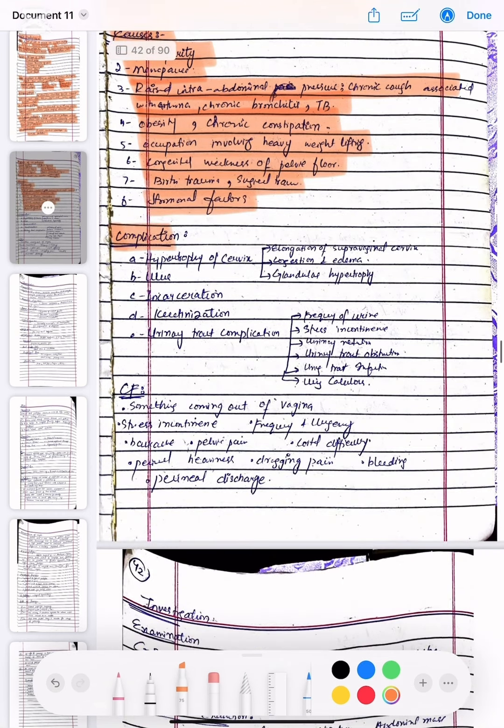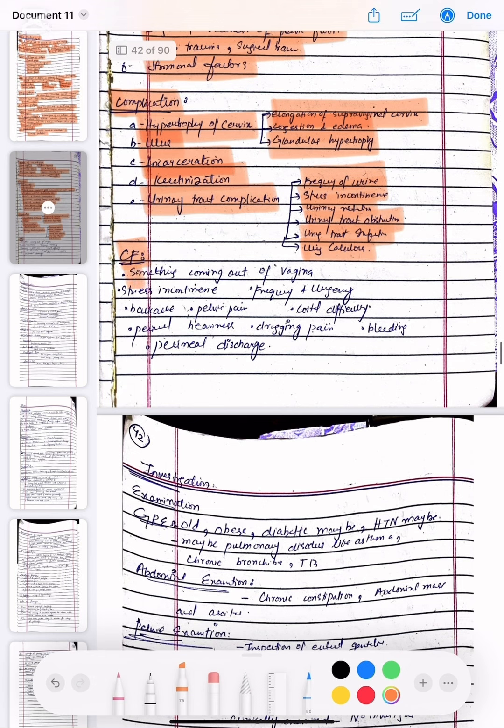The complications are hypertrophy of the cervix, that is the elongation of the supravaginal cervix, the congestion and edema, and the glandular hypertrophy. Ulcers are a complication, incarceration, keratinization, and urinary tract complications, which are the frequency of urine, the stress incontinence, the urinary retention, the urinary tract obstruction, the urinary tract infection, and the urinary calculus. The clinical features are something coming out of the vagina, stress incontinence, frequency and urgency, backache, pelvic pain, coital difficulty, perineal heaviness, dragging pain, bleeding, and vaginal discharge.